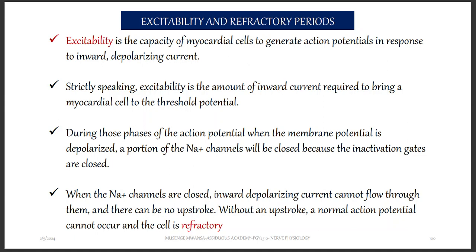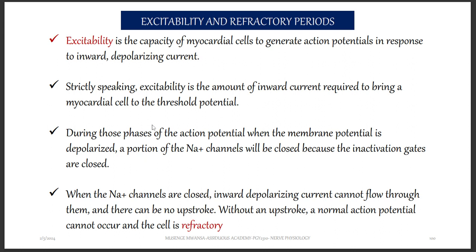We have something known as excitability and refractory period. Excitability is just the capacity of a myocardial cell to generate action potential when there is a depolarizing current. Now, to be even more specific, when you're talking about excitability, you're talking about the amount of inward current that is going to be required to bring the myocardial cell to the threshold. Remember, the threshold is what is needed for this cell to be able to do what? To be able to actually fire like that, isn't it?